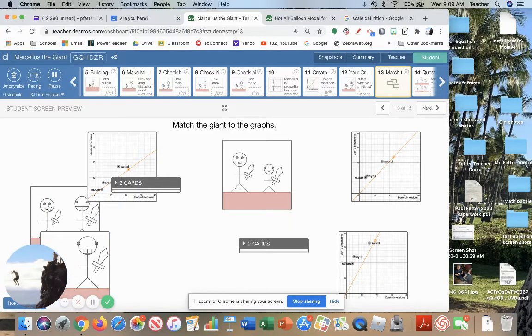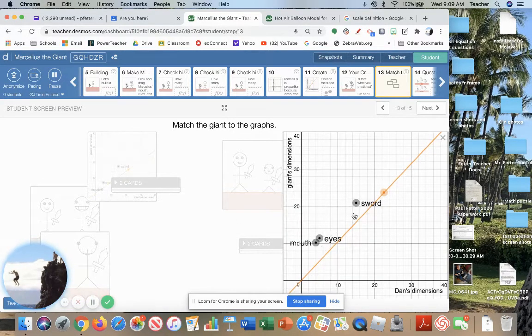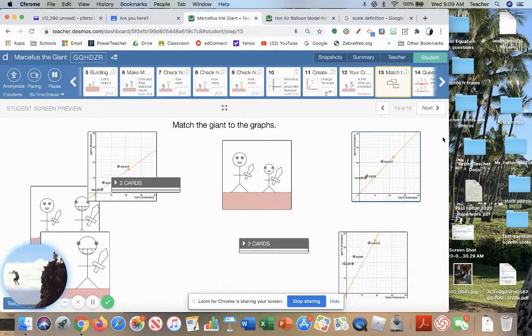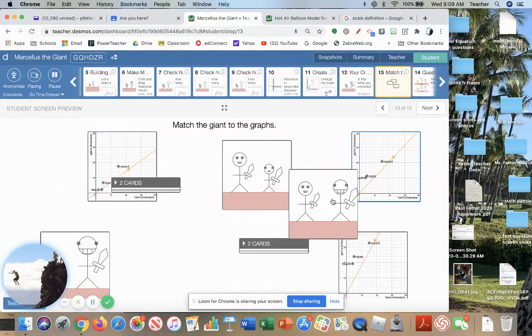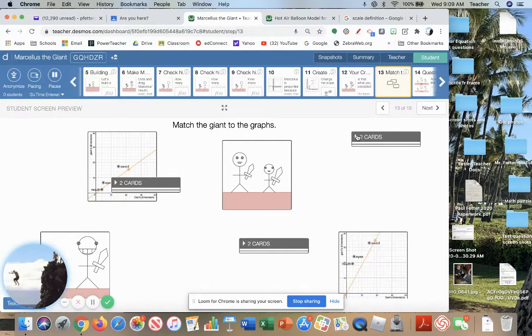Okay. Now, again, these two look to be about the same size, but what do you think is going to happen to the eyes and the mouth? They're definitely going to be above the line, right? Because look how far apart they are and how big they are. So let me find one. It looks like this one right here. Mouth and eyes and the sword are all bigger. And yes, that's what I have here. So we're going to match that up and close that.